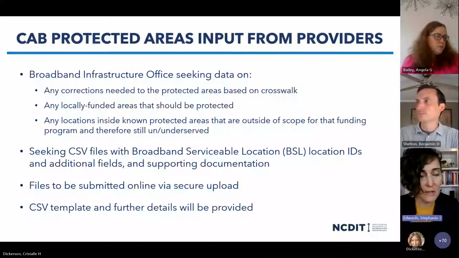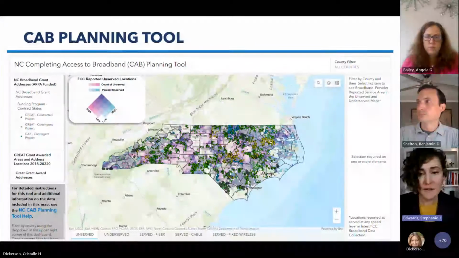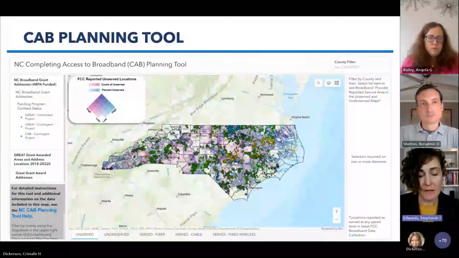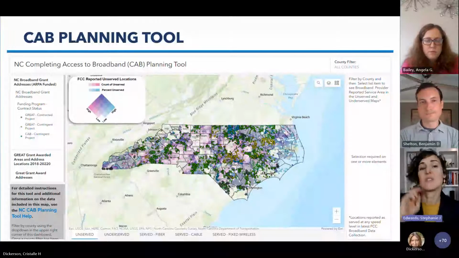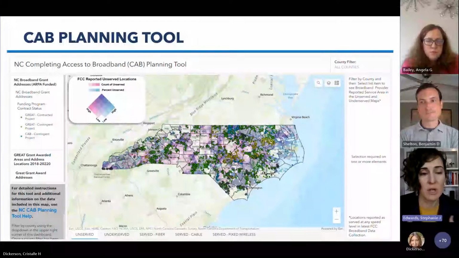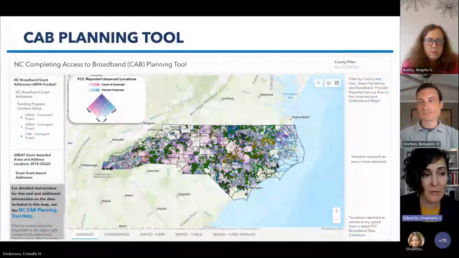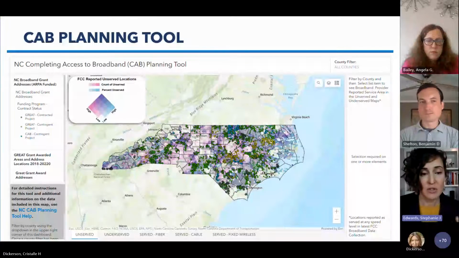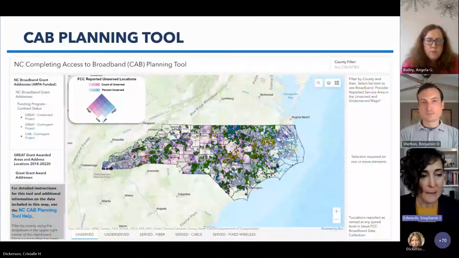If you could go to the next slide, Crystal. This is the CAB planning tool that Ben was describing that would be available through our broadband page on NC1 Map. And this is a really great place to start and something we expect to serve as a one-stop shop for brainstorming and strategizing on the CAB program.